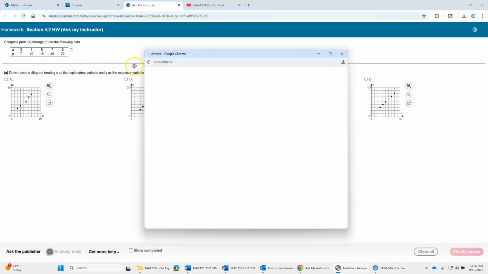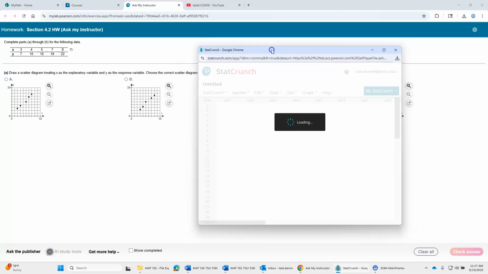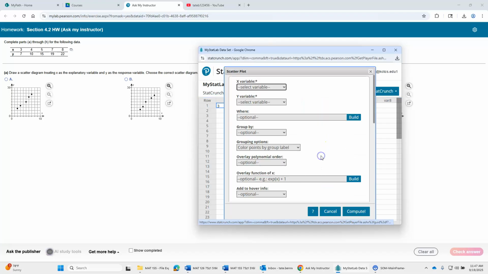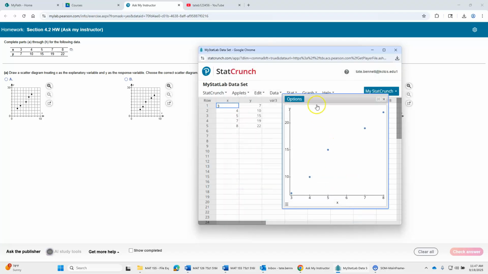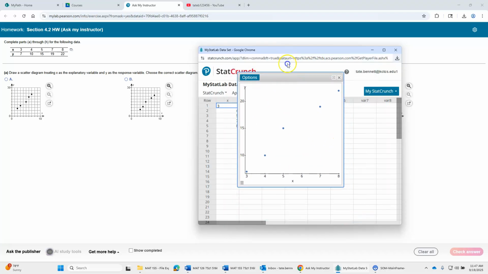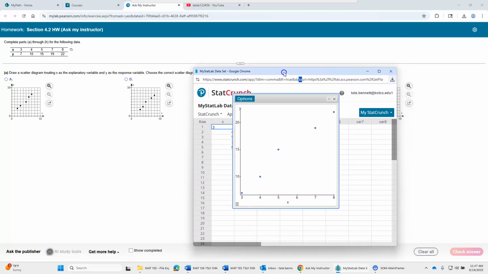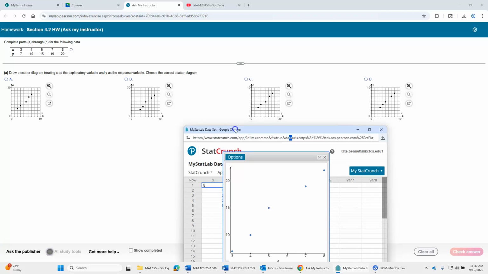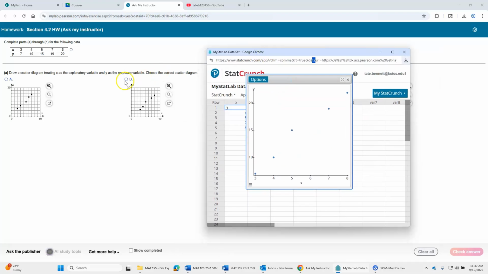If I just open StatCrunch, it can do a lot of work for us. So you can go to Graph, Scatter Plot, choose the X and Y value and say Compute, and it plots it for us. Which one does that look like it matches with? We have 3, 7, and we have another one. Looks like they're fairly close to a straight line. Kind of looks like B, doesn't it? Yeah, closely resembles B there.